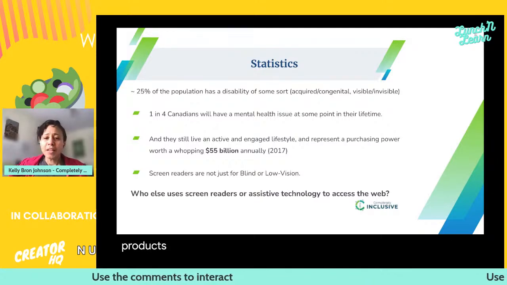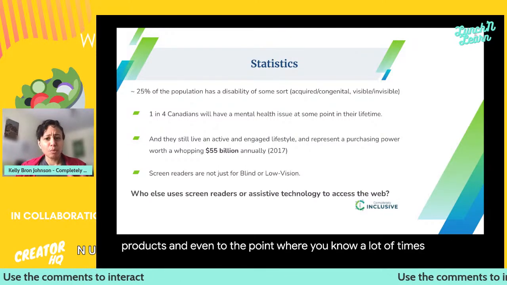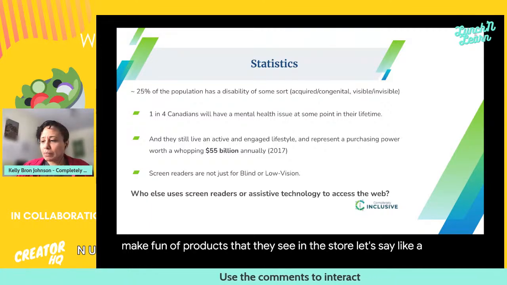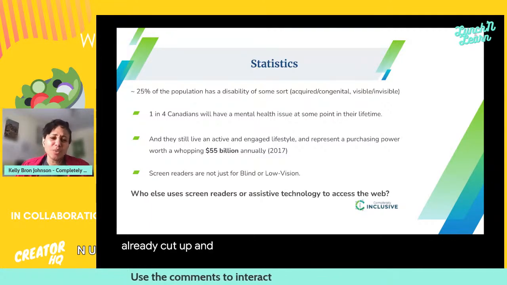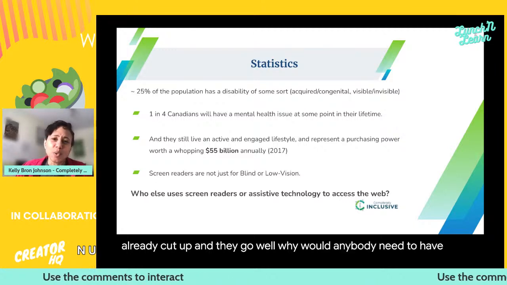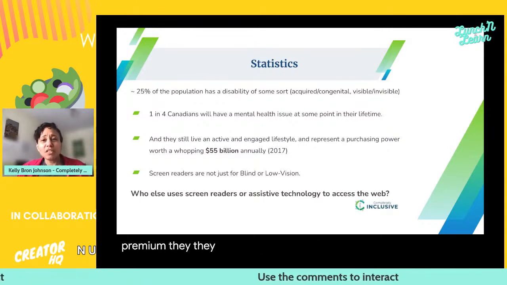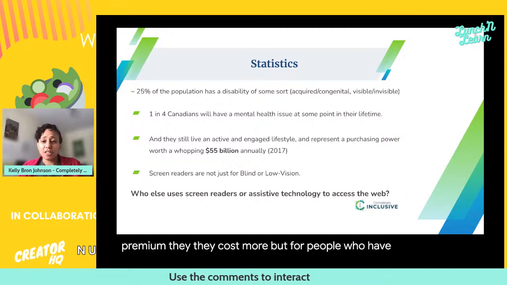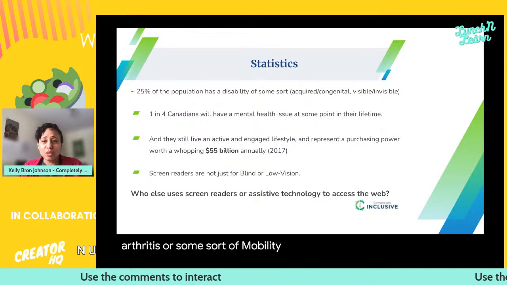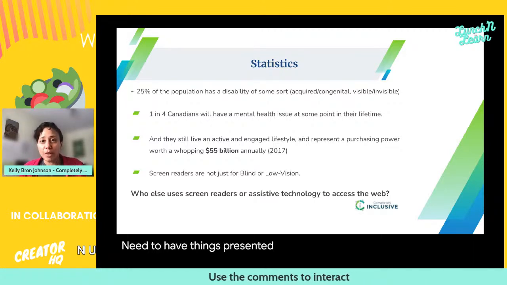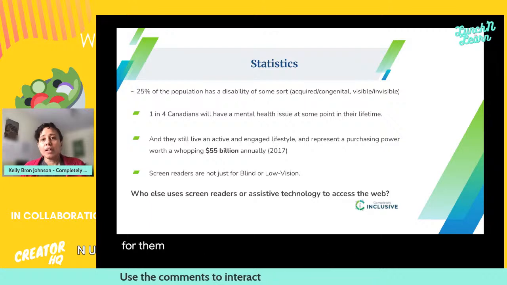And a lot of times people make fun of products that they see in the store, let's say like a fruit that's already cut up, and they go, well, why would anybody need to have their orange peeled or something like that? These things come at a premium. They cost more. But for people who have things like arthritis or some sort of mobility issue, which again is super common, they need those products. They need to have things presented in a way, things that are already cut up for them, and it costs more.